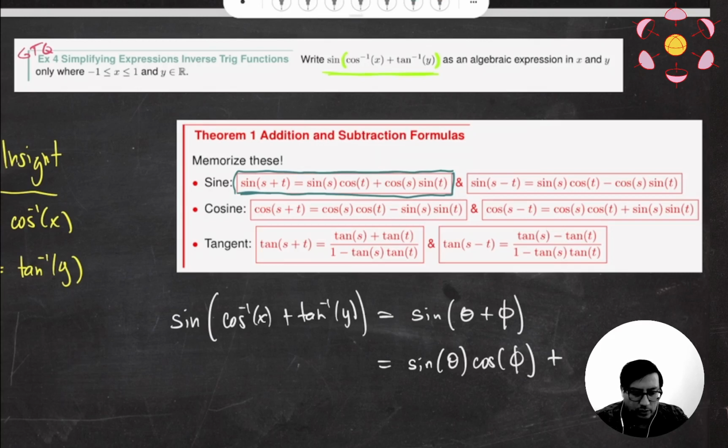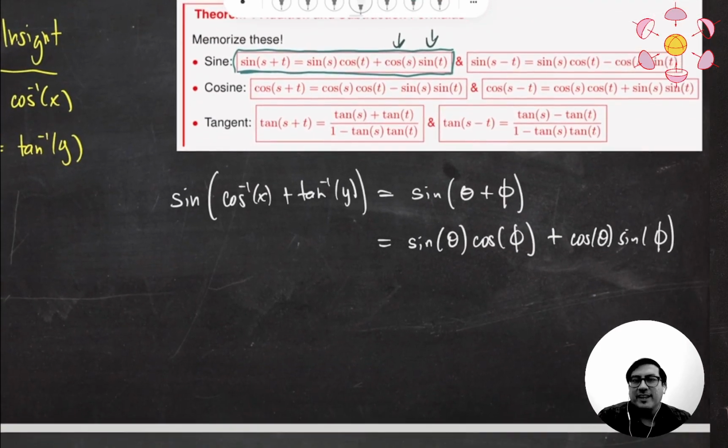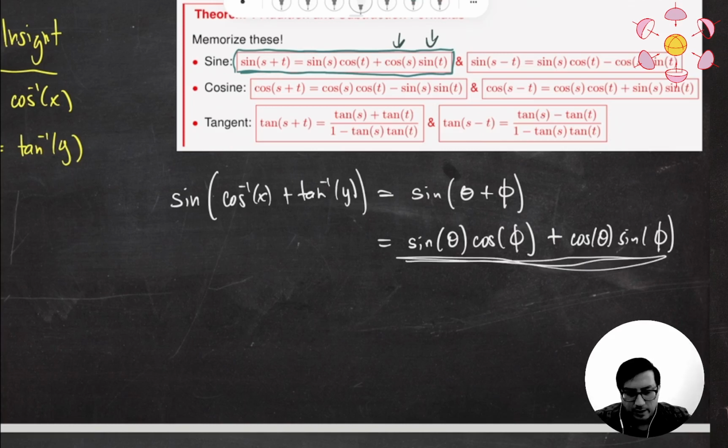And next, we go cosine of the first angle, sine of the second angle. So then we'll have cosine of theta, sine of phi. So, good. We've written this, and now we have a different expression. Oops, I'm sorry, I'm covering my equation. All right, so we've got sine of cosine inverse of x plus tangent inverse of y, and now we have a new expression that we're looking at.